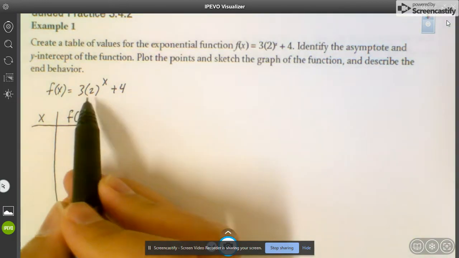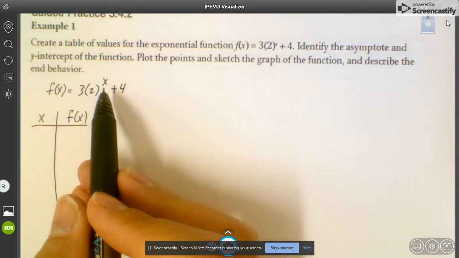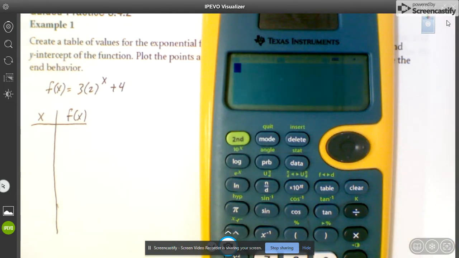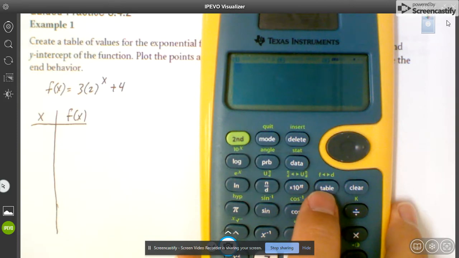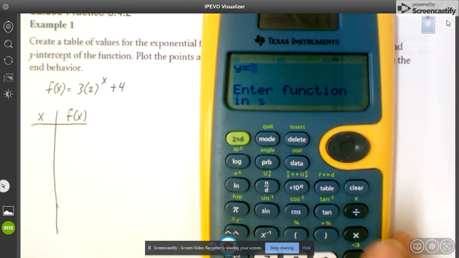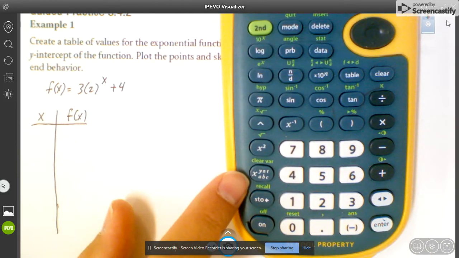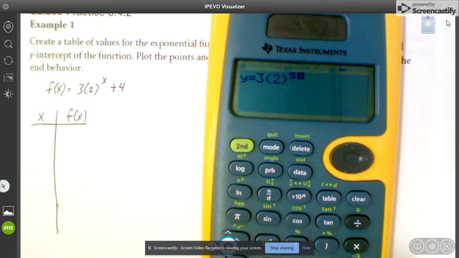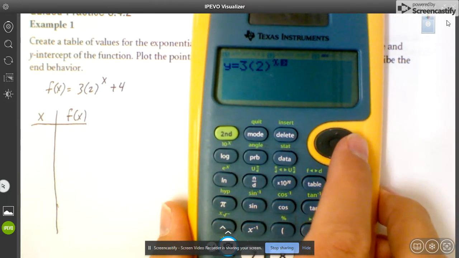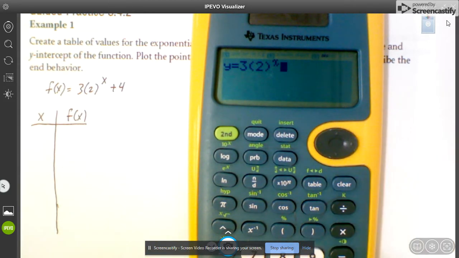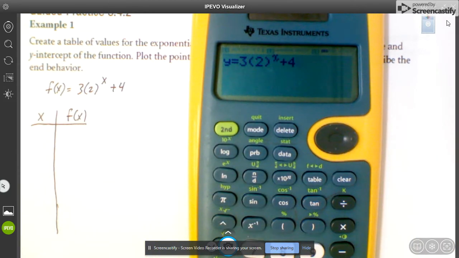Now, you can plug in points individually, or this is where you can use your calculator to really speed up this process. So in the calculator, we want to hit the table key right here. It says to enter a function. Well, we know what our function is. Remember, f of x is just y, so we're okay there. So 3 parentheses 2 close parentheses exponent. This button down here will give you a variable, and it will give you the variable x. And then get out of the exponent by pressing right on your arrow buttons. And then I need to add 4. Once you've done that, hit enter.